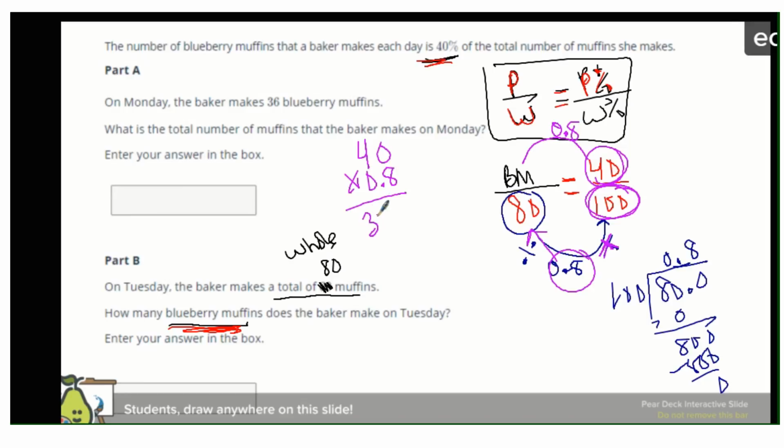8 times 4 is 32. Add the 0. And then move your decimal point in one time. So if you make a total of 80 muffins, the part that's going to be blueberry muffins, 40% of 80, is going to be your 32. So notice that the part that's blueberry muffins is lower than the total number of muffins, because the total number of muffins is all of the muffins, which is equivalent to 100%. So since 40% is lower, the blueberry muffin should be lower than 80.